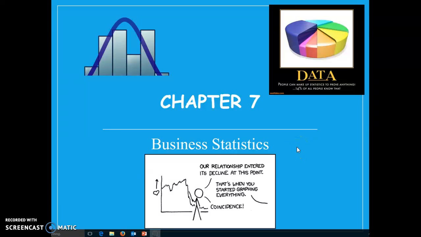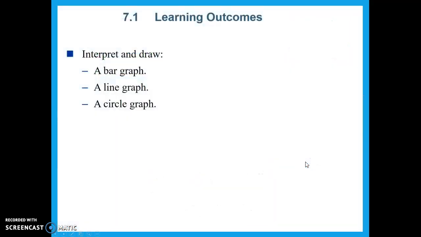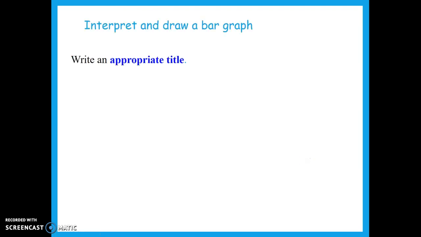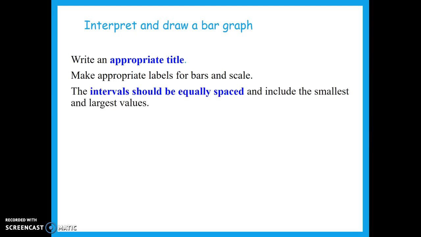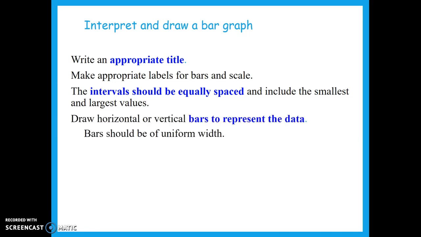Chapter 7, Business Statistics. We're only going to cover the first few topics in statistics. We're going to start with graphs. To interpret or draw a graph, you need an appropriate label, or your title. Make your appropriate labels for your bars and your scales. Use the intervals. They need to be equally spaced and include the smallest and largest values.